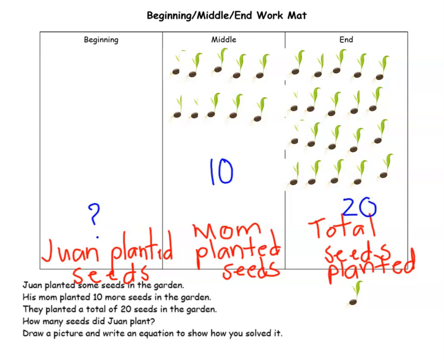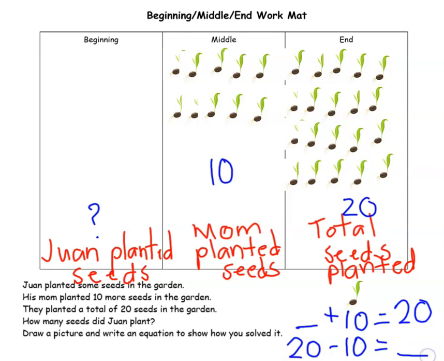So let's think about our equation. So we know Juan planted some seeds, and then we know that Mom planted some, and the total was 20. So something plus 10 equals 20. And then also, if we know we have a total of 20, and I take away the ones that Mom planted, if I subtract them, I know that I'm going to be left with whatever Juan planted.